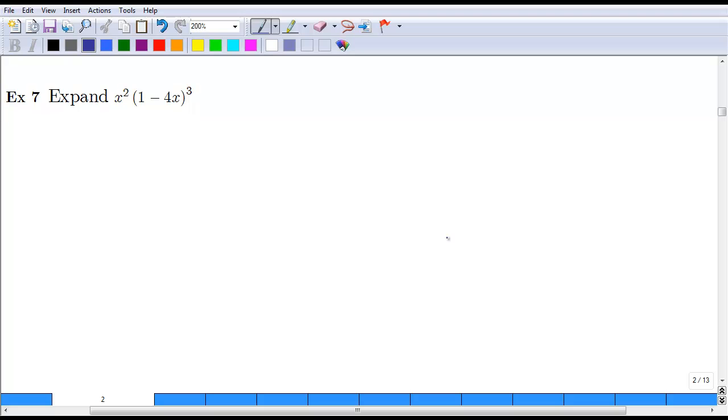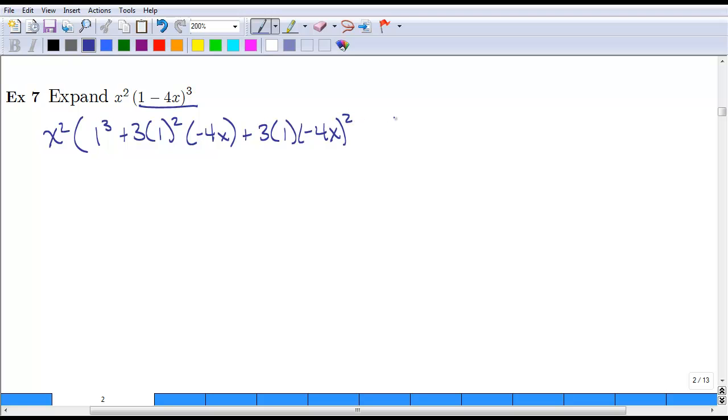Okay, we're going to do one more example here, and that is to expand. We've got an x squared times this binomial cubed. So in this case, we need to expand the binomial cubed first. So we're going to have x squared out front, and then if we cube this, we've got 1 cubed plus 3 times 1 squared times negative 4x plus 3 times 1 times negative 4x squared plus negative 4x cubed.